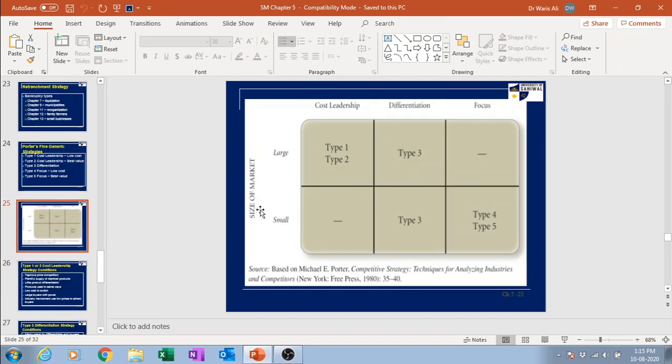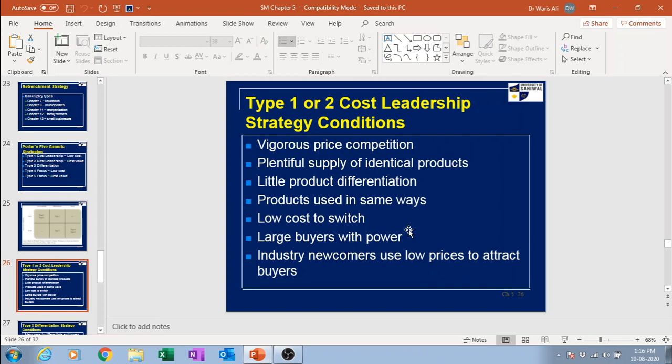So if the size of the market is large, and there are a large number of players with little differentiation between the products, then in that case the cost leadership strategy will be more suitable. But if the market size is very small, then in that case a focus strategy might be more useful. But sometimes in a large market we can also follow focus differentiation and focus cost strategies.